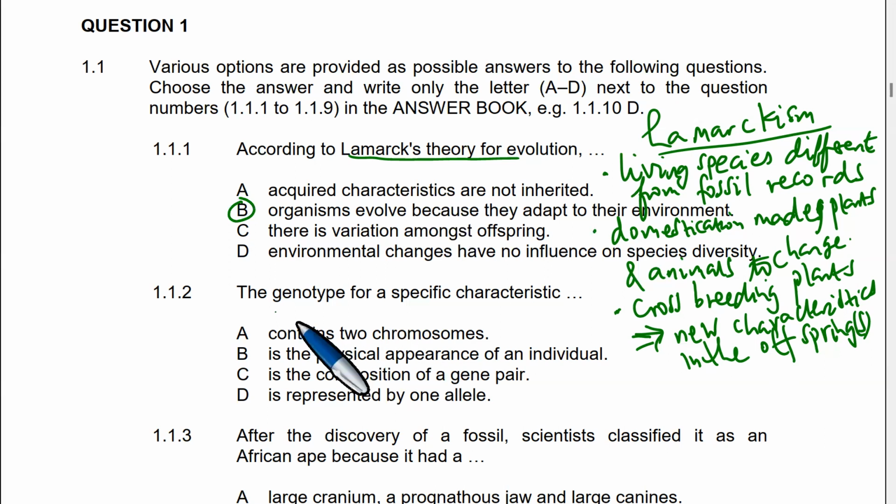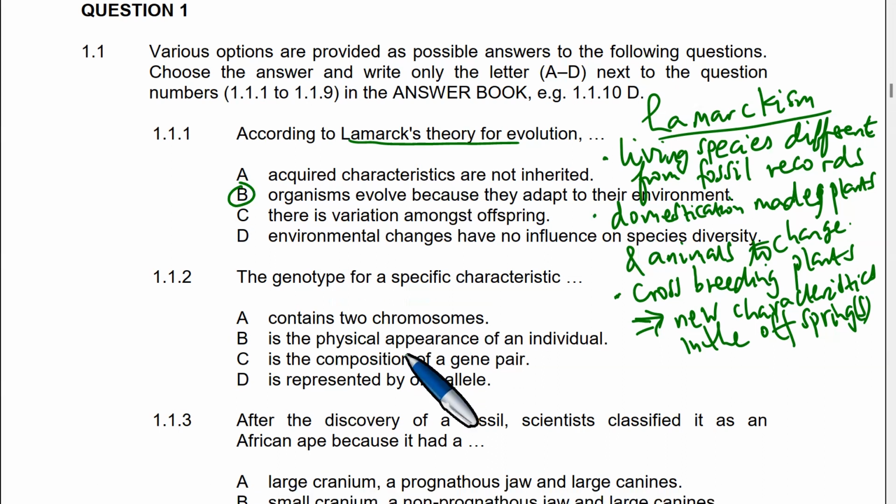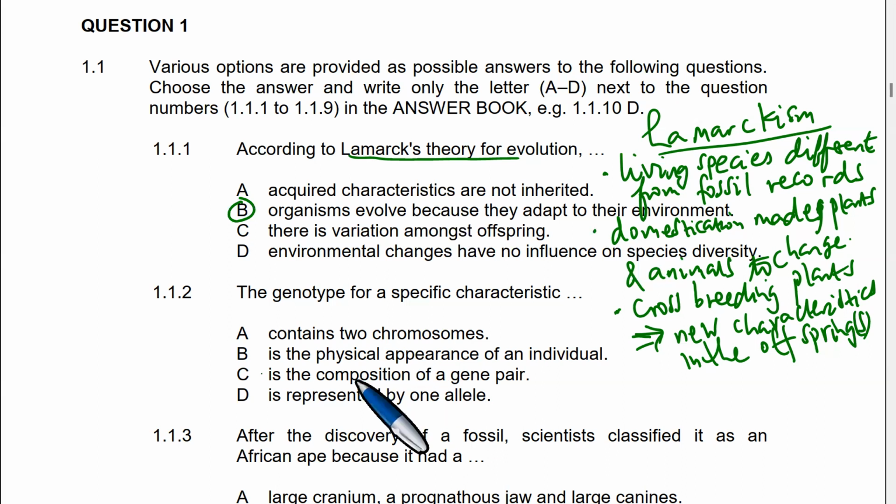Now, the notion of the genotype for a specific characteristic in 1.1.2 is also very significant, right? The genotype for a specific characteristic has what properties? Does it contain 2 chromosomes? Is it the physical appearance of an individual? Is it the composition of a gene pair? Is it represented by one allele? So obviously in 1.1.2, the genotype for a specific characteristic is the composition of a gene pair. That is what we call the genotype of a specific characteristic.